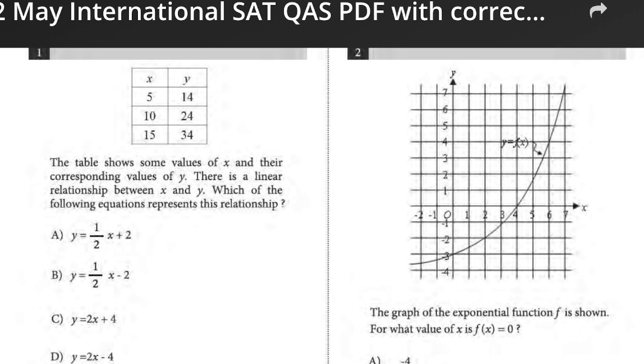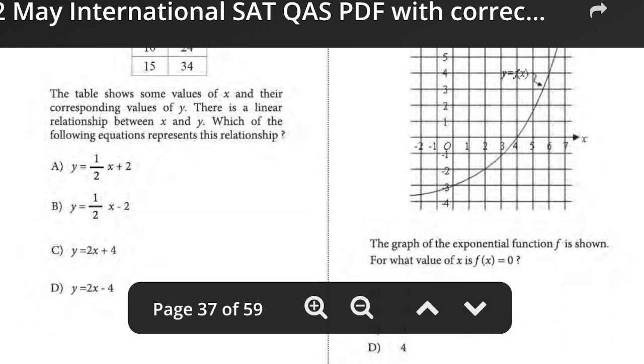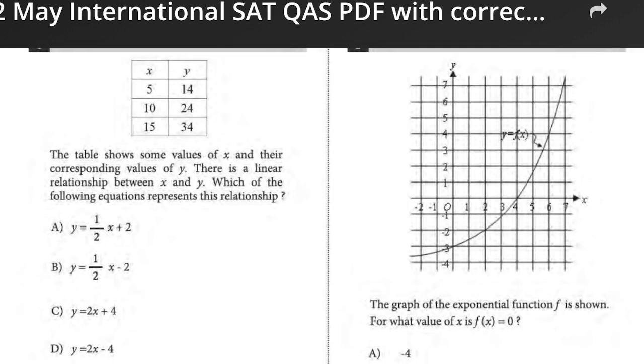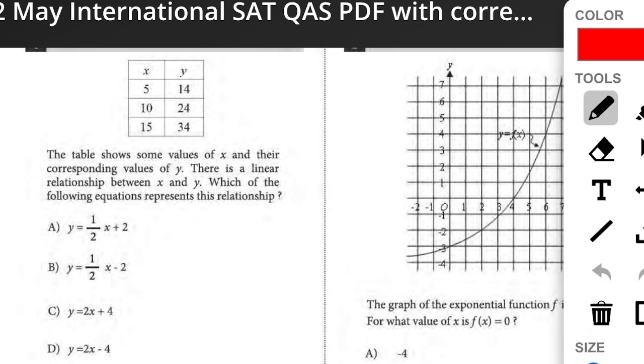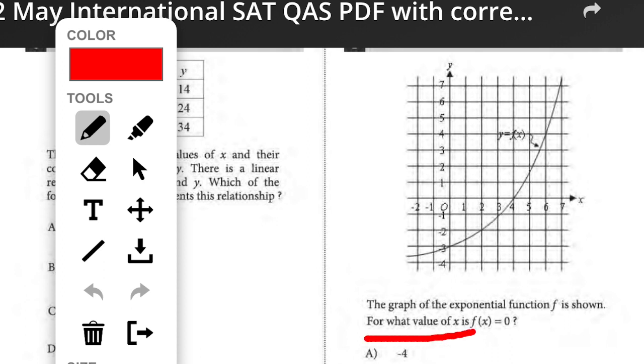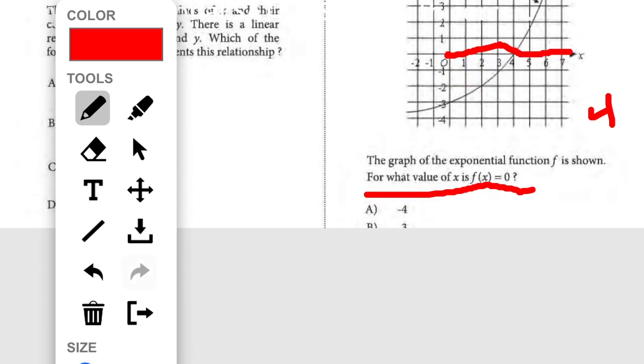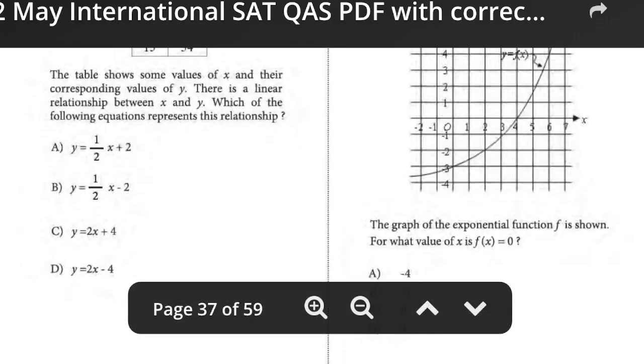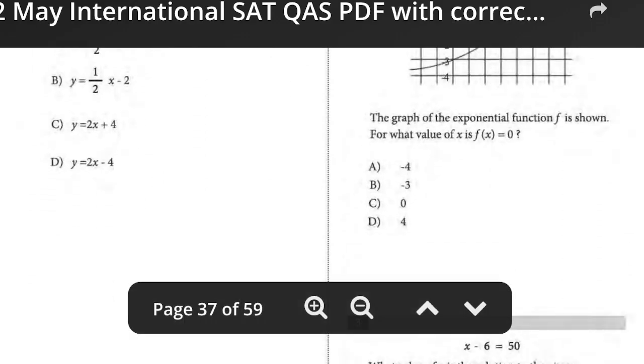All right, pretty basic. Number 2, let's do an exponential function. It says the graph of the exponential function f is shown, what is the value of x for f of x equal to 0? So when f of x is equal to 0, we're at this point right over here. It's when y equals 0. You can just stretch out the line, and you can see it's at this point, the point 4. So the answer is 4. It looks like the answer would be D for number 2.